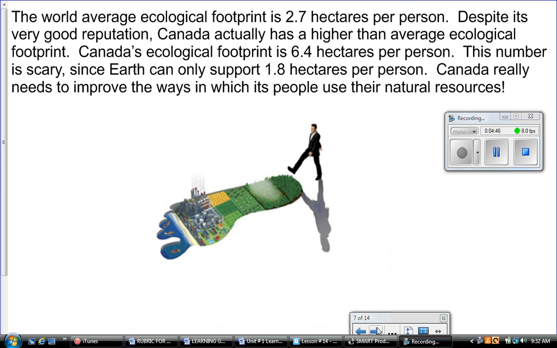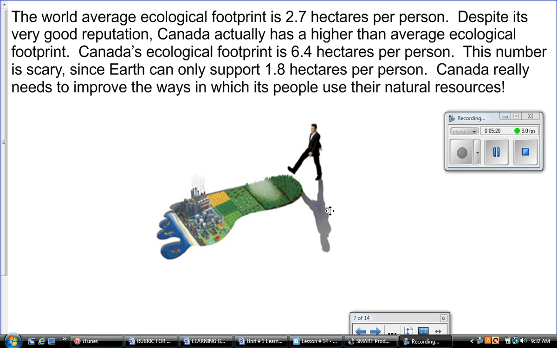The world average ecological footprint is 2.7 hectares per person. Now, despite its very good reputation, Canada actually has a higher than average ecological footprint. Canada's ecological footprint is 6.4 hectares per person. This number is scary since Earth can only support 1.8 hectares per person. Canada really needs to improve the ways in which its people use their natural resources.